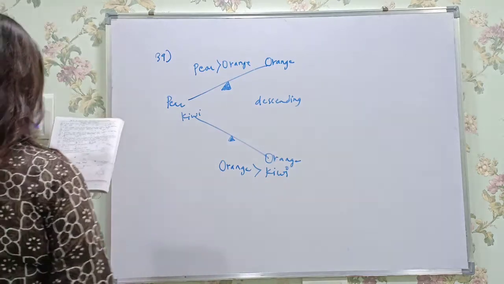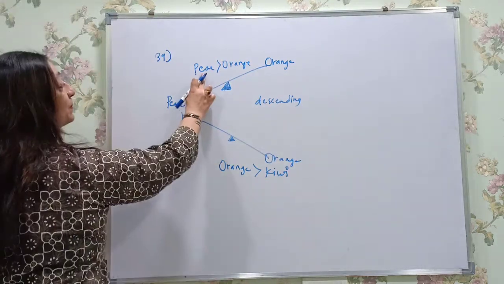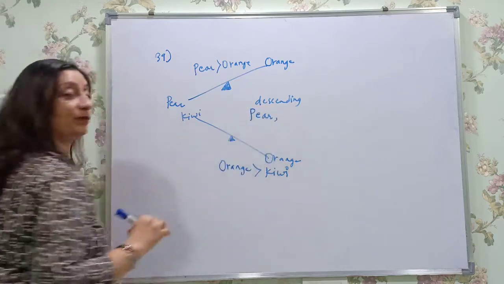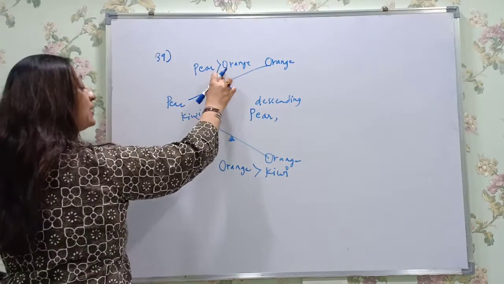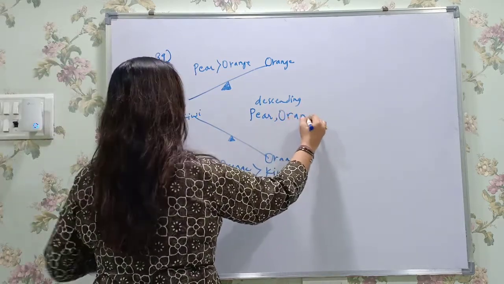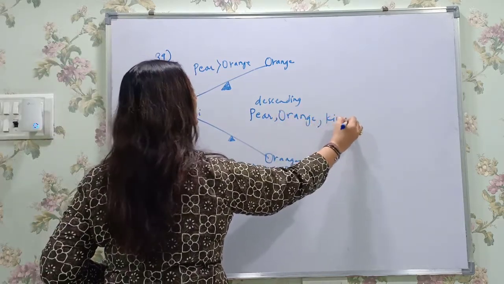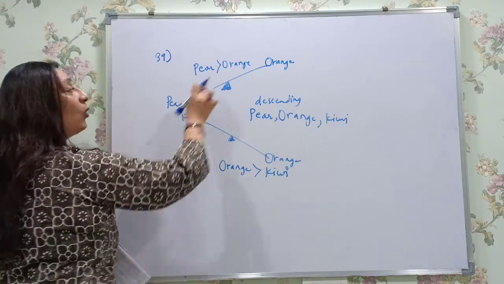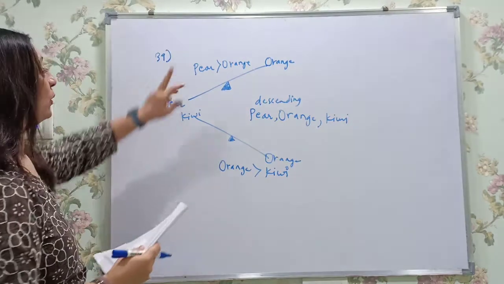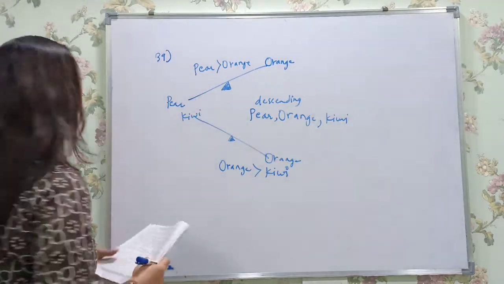So what is the highest? What has to be the highest? Pear is the heaviest. So in descending order pear will come first. Why? Because pear is bigger than orange and orange is bigger than kiwi. Then who will come after? Orange. And the last is kiwi, because kiwi is the smallest. Look, pear is bigger than orange and orange is bigger than kiwi. So the biggest is pear, then orange and then kiwi.